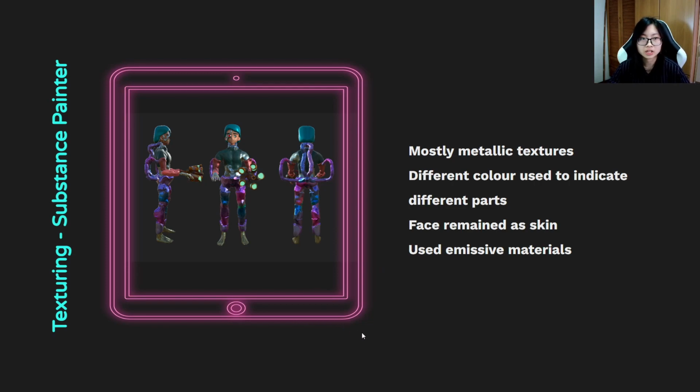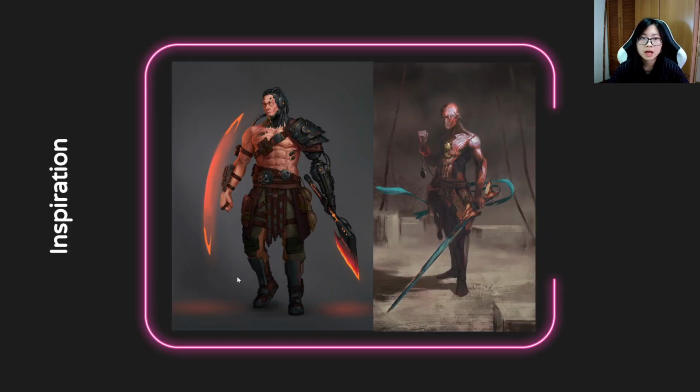So coming back to my presentation, next would be the texturing, which is done in Substance Painter. So mostly I use metallic textures for Kinzoshi because, well, they are half robot, and also different colors are used to indicate the different parts of the body. So like the legs, the arms, each have different colors. And also the face remain as a skin texture because this is to indicate that Kinzoshi is still partially human. And for the eyes and the blasters, I used emissive materials to add in details to show that they are glowing. And this is the inspiration for my character.